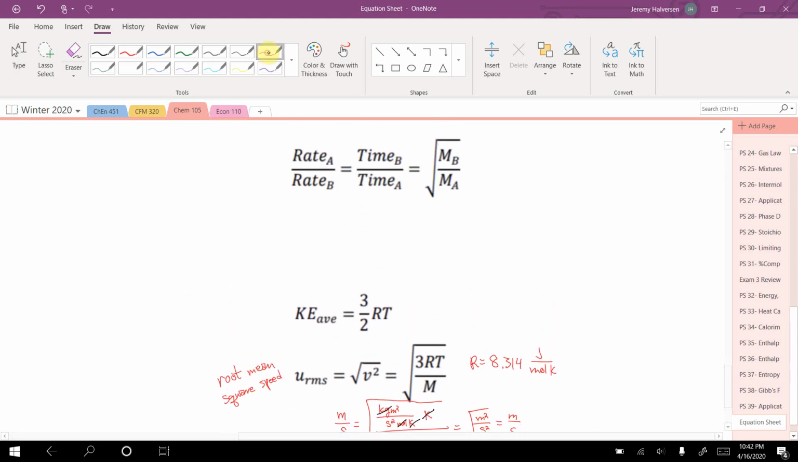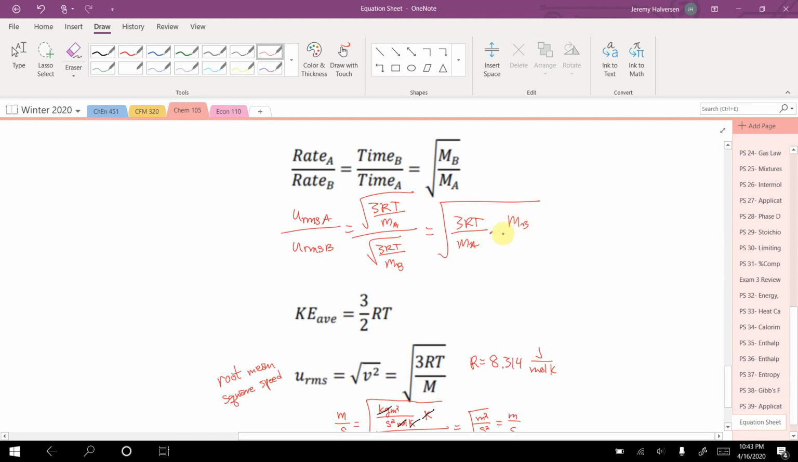But if I wanted to know two gases related to each other, I would take the root mean square speed of A over the root mean square speed of B, which is the square root of 3RT over the mass of A divided by 3RT over the mass of B, which is 3RT over the mass of A times the mass of B over 3RT, and my 3RTs all cancel, and I'm left with the mass of B over the mass of A. And that's what you see here, the rate or the speed of A over the speed of B equals the square root of the mass of B over the mass of A, and that rate could be a diffusion rate or an effusion rate or just a moving rate.